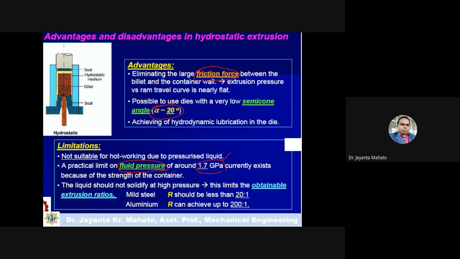So these are the three limitations. First, at hot temperature, the use of liquid media is sometimes not suitable, and second, there is a limit of liquid pressure.